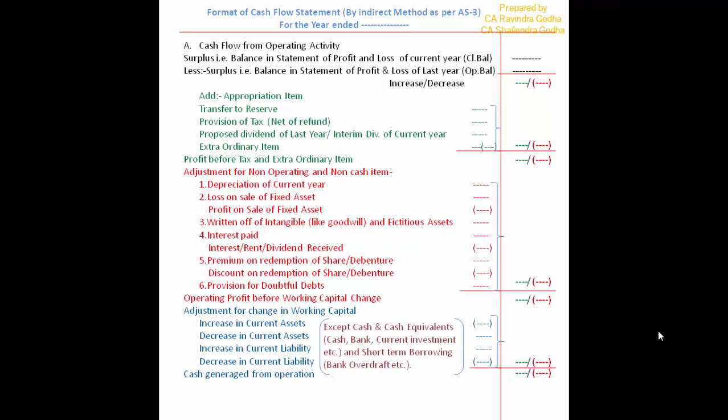And at the end of this format, income tax paid is deducted. Again, it is net of refund and adjustment for extraordinary item. I am showing the negative value first and the positive value after it. Why am I doing so? Because in the appropriation item, the last item is extraordinary item. It is positive first and negative second. So a positive value is deducted here and a negative value is added here.